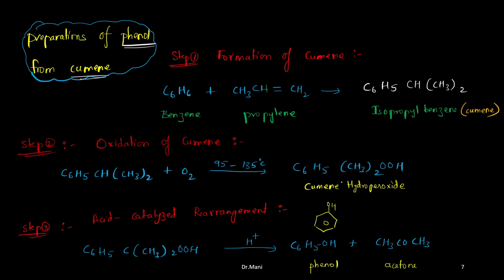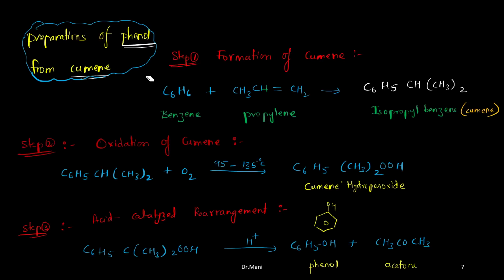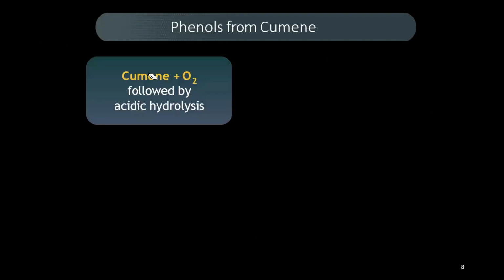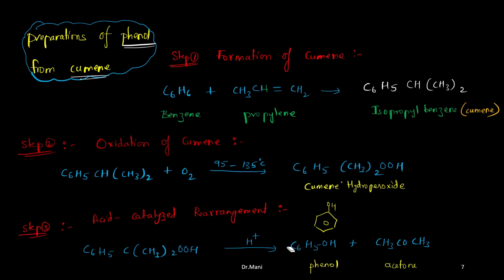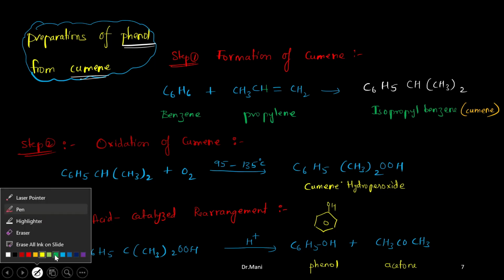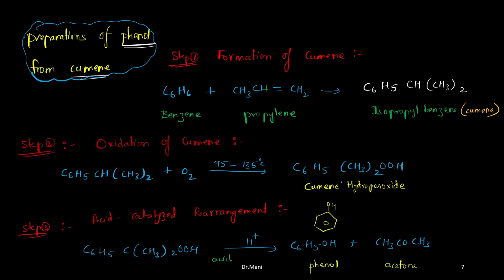Understood? Yes, sir. So see here, cumene. Here in the preparation, I'm starting directly from cumene to phenol, so the first step is not included. You can see cumene plus oxygen followed by acidic hydrolysis. That means you are breaking down into 2 compounds with the help of water molecule breaking. That is called hydrolysis, acidic hydrolysis. Just remember this.